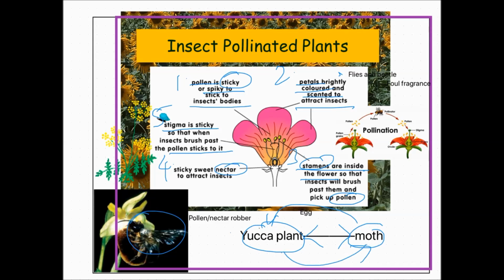In turn, the yucca plant gets pollinated. Yucca plants get pollinated by this moth. So both are benefited from each other and both cannot complete their life cycle without each other. So larvae of the moth come out of the egg as the seed starts developing.